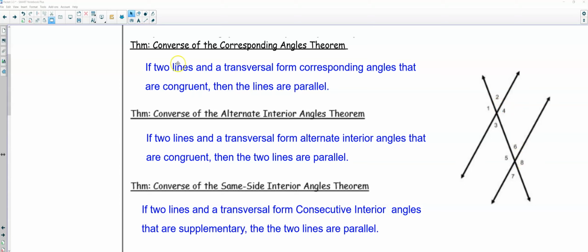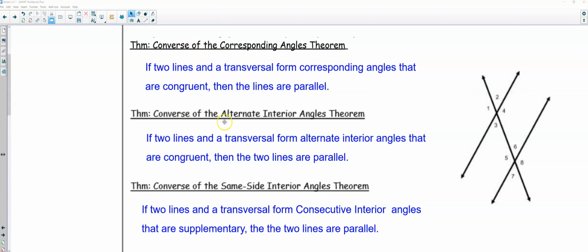Well, in this case we're going to say the converse of that. If two lines and a transversal form corresponding angles that are congruent, then the lines are parallel. Before we were saying that if the lines were parallel, then the two corresponding angles were congruent. So take a moment and copy this down. Feel free to pause the video.